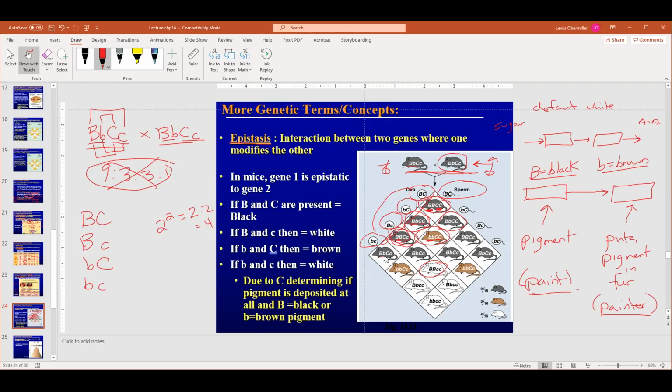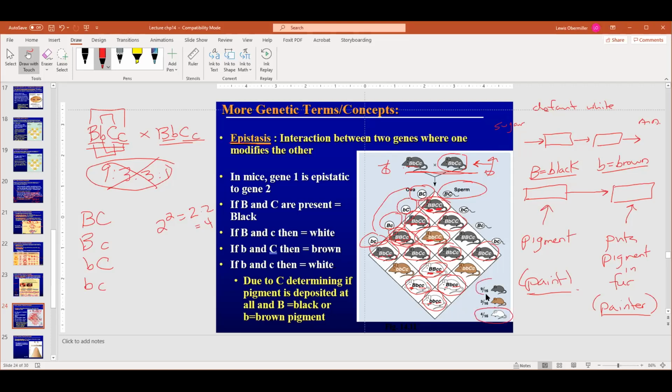This one, black is dominant to brown. We have one painter. It's black. This is the same as that. So is this and this. And then we get to these. These are unusual. So this makes black paint. But notice we have no painters. So what color is the mouse? White. White by default. And same thing here. We have black, no painters. Black, no painters. Brown, no painters. So it doesn't matter what color pigment we make because we have no painters, so the mice are going to be white.